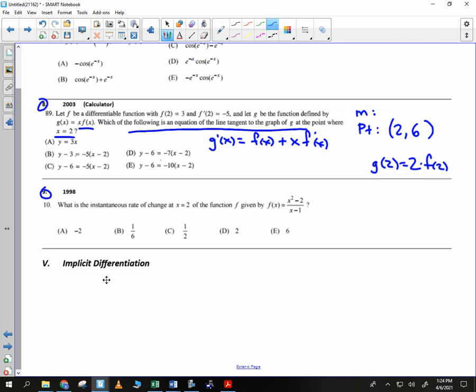So if you want to find g prime of 2, we would take f of 2. What is f of 2? 3. And we would add that to 2 times f prime of 2. F prime of 2 is -5. And so 2 times -5 is -10. -10 plus 3 is -7. So I want an equation that has a slope of -7 and passes through the point 2, 6. Slope of -7 is only one of these, and that would be letter D right there.